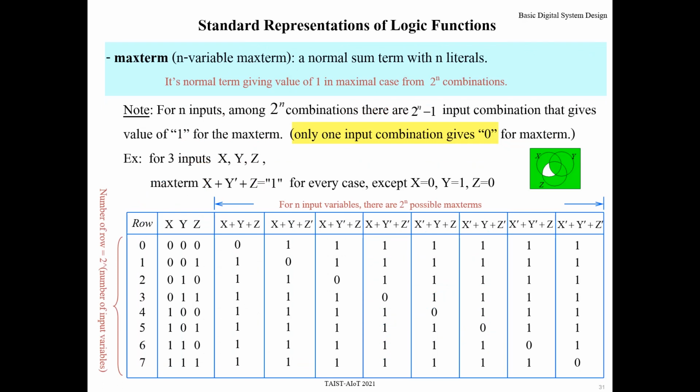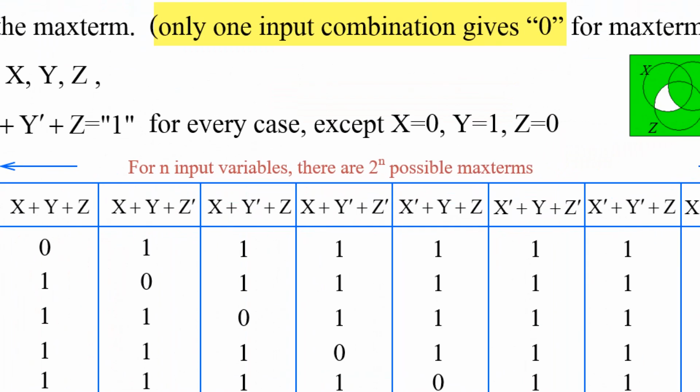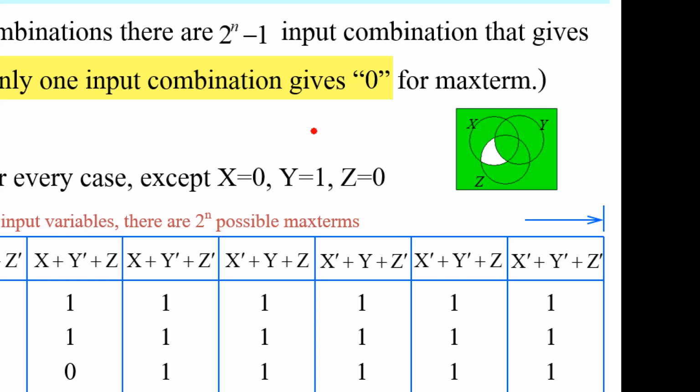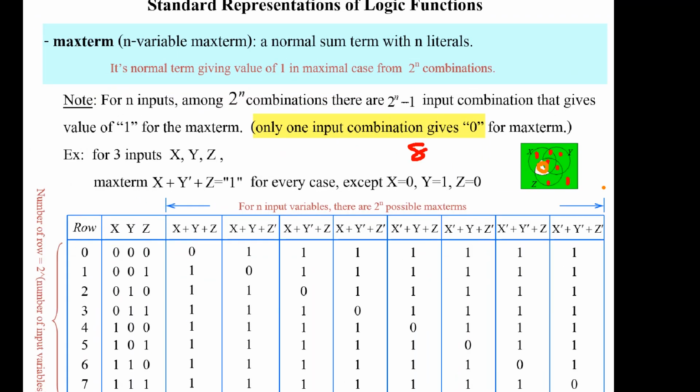And max term is the maximum number of cases, but not all, that make the result of the function become 1. For example, if your system has 3 input variables, there are 8 cases of input combination. The maximum case, but not all, means 7 cases give the output 1, except only 1 case. It's not 1, I mean it's 0. Only 1 case. This term is called a max term.